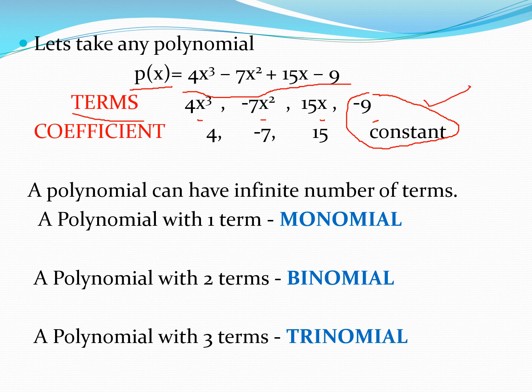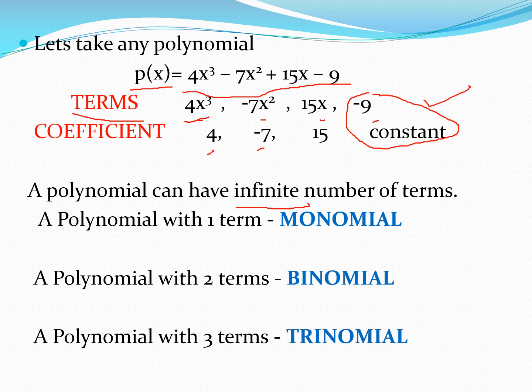Now terms are made up of variables and coefficient. If we see the first term, the coefficient of this first term is 4. Coefficient in second term is minus 7. Coefficient in third term is 15. So polynomials can be made up of 1 term, 2 terms, 10 terms, 15 terms, or infinite number of terms. So it's written a polynomial can have infinite number of terms.